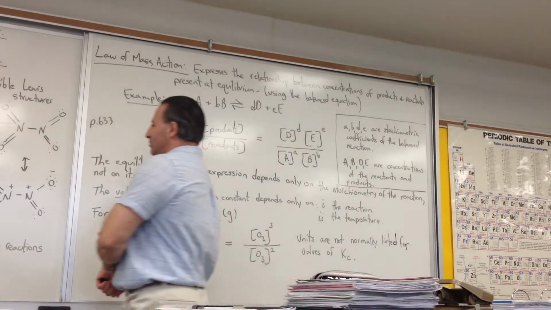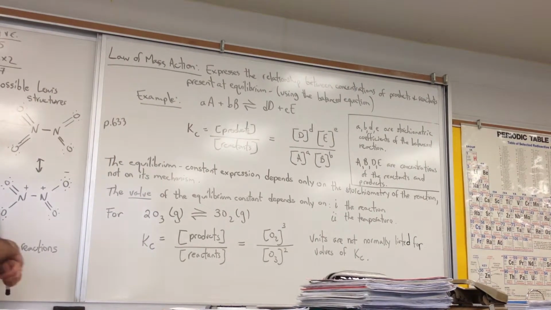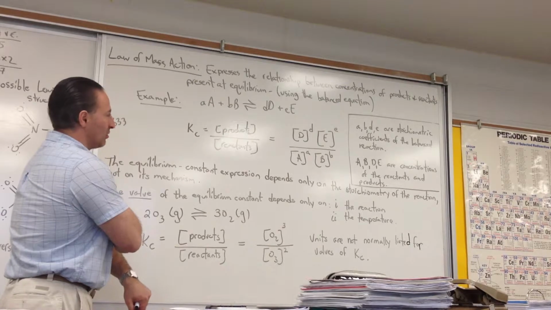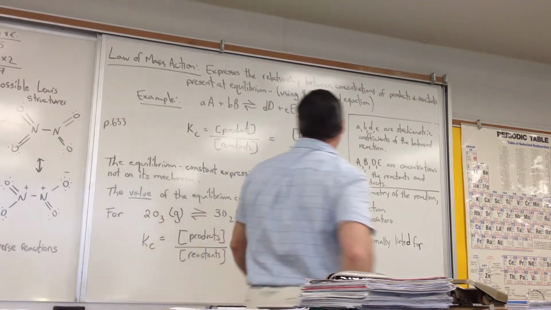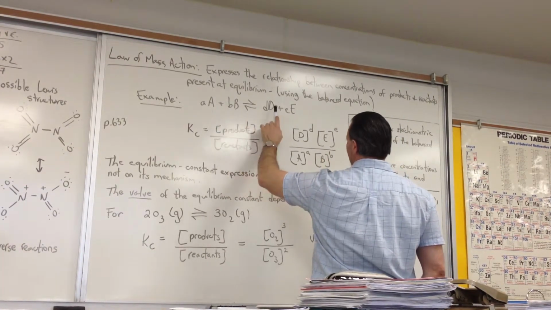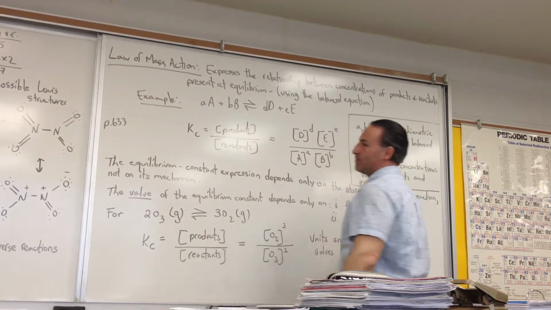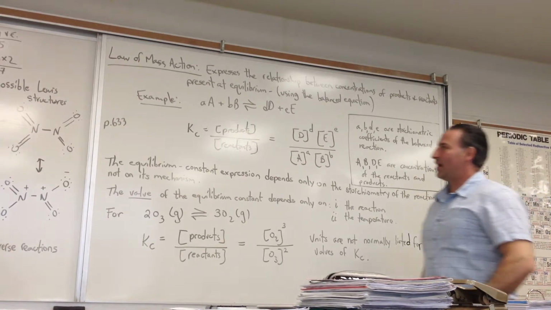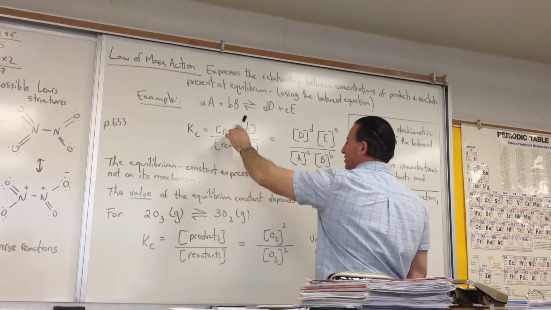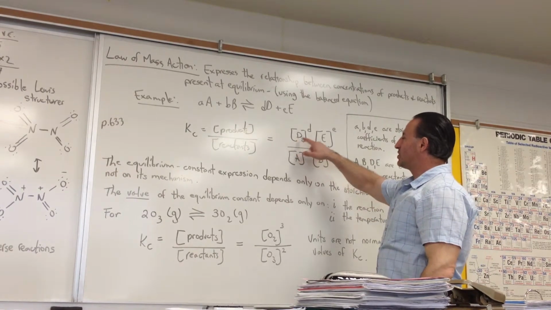The next thing we should understand about equilibrium constants is the law of mass action. The law of mass action expresses the relationship between concentrations of products and reactants present at equilibrium, using the balanced equation, of course. So in the conceptual equation where reactants A and B combine to form products D and E, where lowercase a, b, d, and e are the stoichiometric coefficients, the value of the equilibrium constant for that reaction, Kc, is going to be based on the concentration of products divided by the concentration of reactants, where the stoichiometric coefficients become powers.